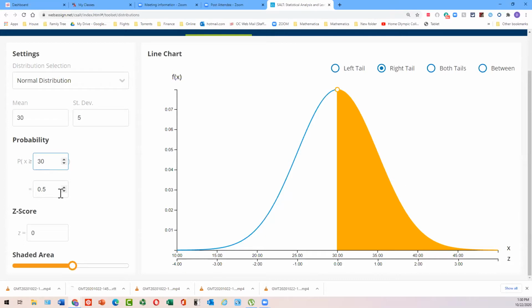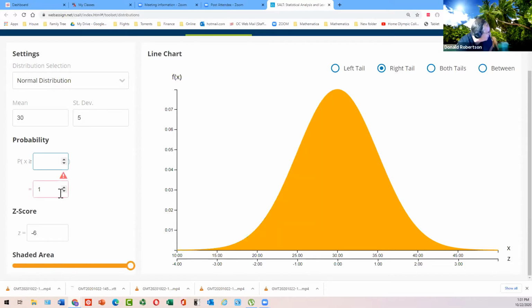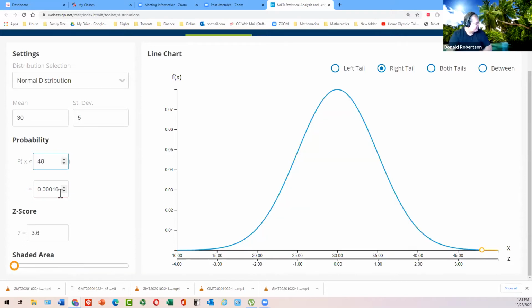Somebody, let's pretend the story went like this. Somebody in this class got 48 in the test. Maybe the test is out of 50, right? They got 48. Is that exceptional, right? Are they an outlier? Well, it shouldn't be too hard to figure out. 48. Do you notice the Z score is bigger than 3? So yeah, they're an outlier.